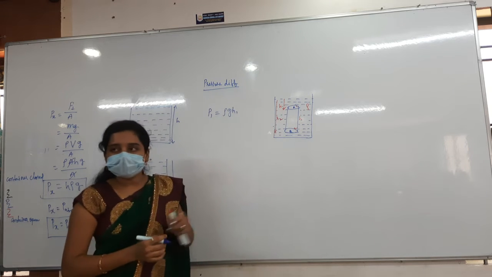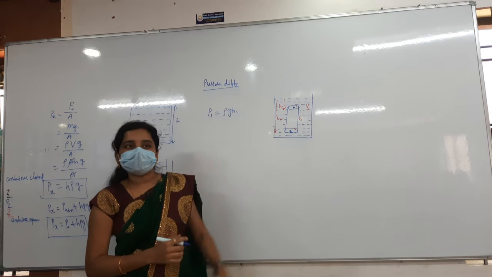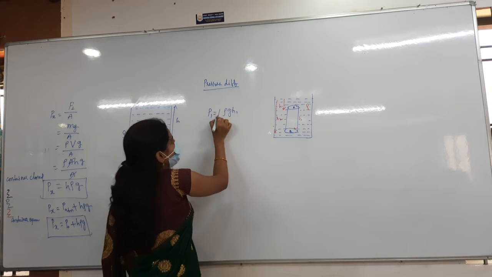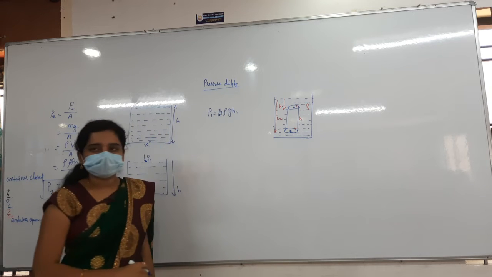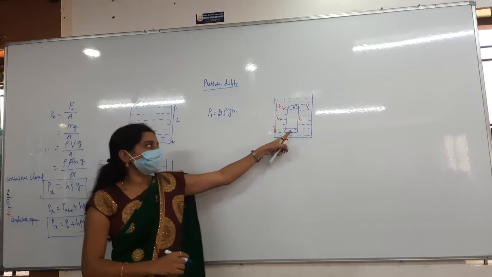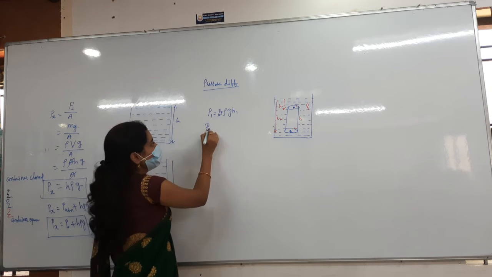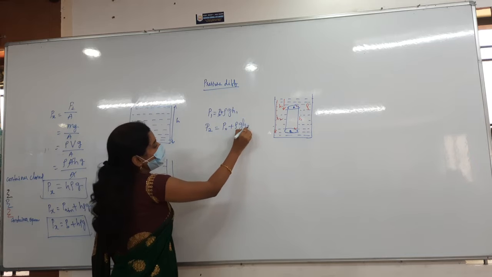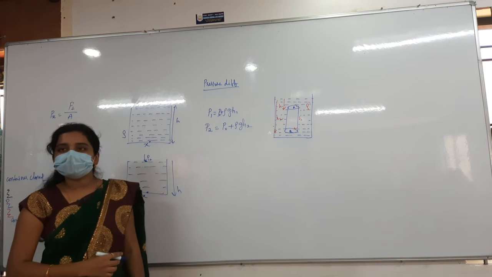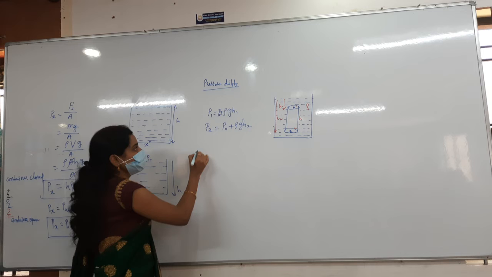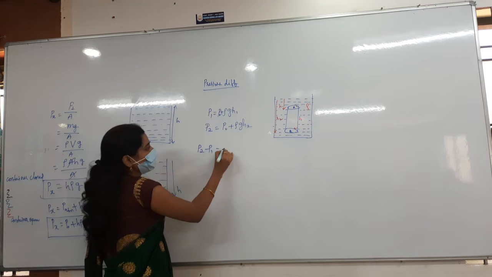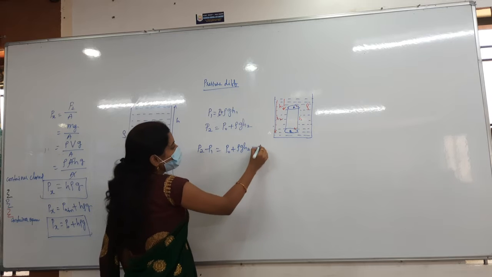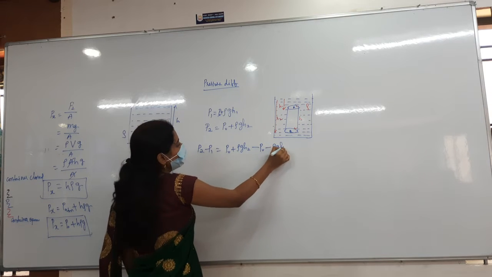And also it is open, right? It is open, so what will be acting? Atmospheric pressure, that is P0 will be acting. P0 plus rho G H1. Next on the bottom surface, P2 is equal to what? P0 plus rho G H2. Now I want to find the pressure difference, that is P2 minus P1: P0 plus rho G H2 minus of P0 plus rho G H1.